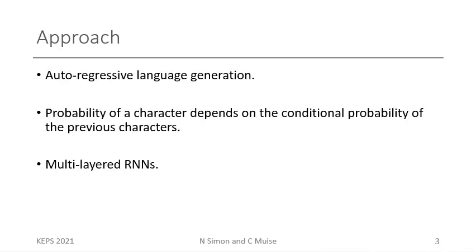The premise of the project is based on autoregressive language generation, which is to say that the probability of a word or character is assumed to depend on the conditional probability of the previous word or characters. We use an RNN character-level language model to generate PDDL code-like output lines.